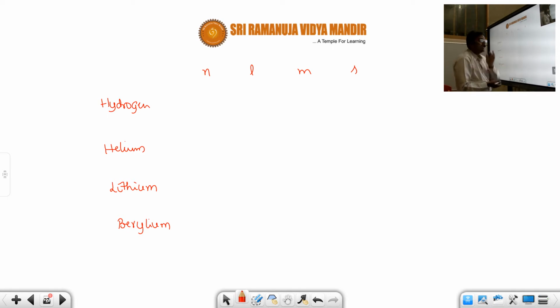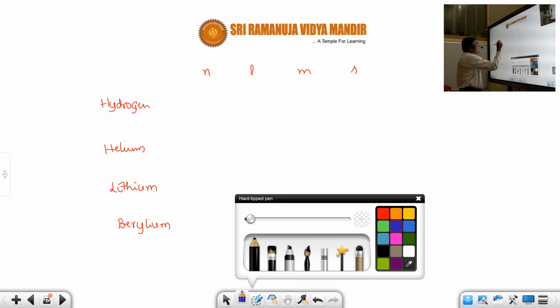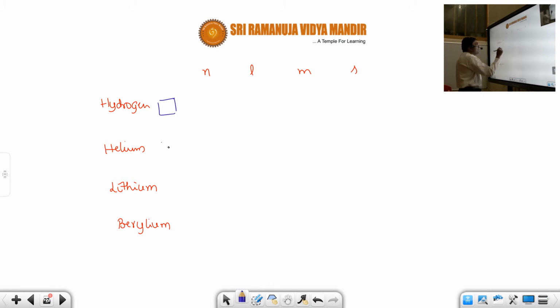Now, first let us write for hydrogen. Always, what is the thumb rule? The thumb rule is you have to write for the last electron. So, write the electronic configuration for the last electron in all the cases. Now, you know very well, this is 1s1, up. This is 1s2, down, because the first electron is up. This is 2s1, up. And this is 2s2, down. Last electron you should write. Now, let us write the N, L, M, S values.